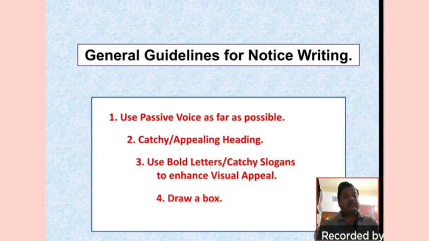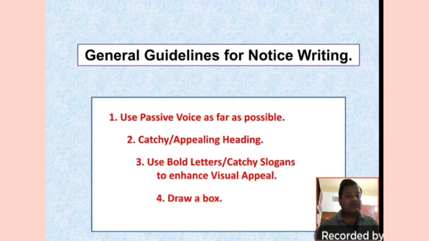So these are the 4 essential or key points that we should keep in mind while writing a notice. First one, make use of passive voice. Your notice should always begin with a catchy, appealing heading. In a notice, we should make use of bold letters and catchy slogans. And finally, having written a notice, draw a box. Just like if you see, all these points of notice writing are within a box, same way your notice also should be within a box.